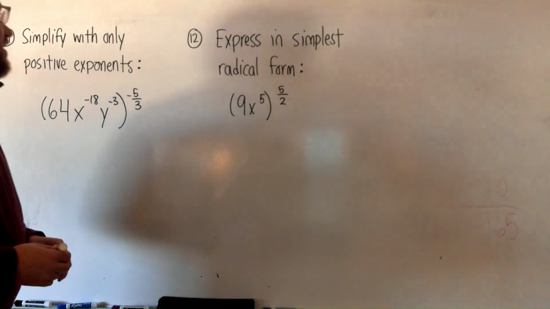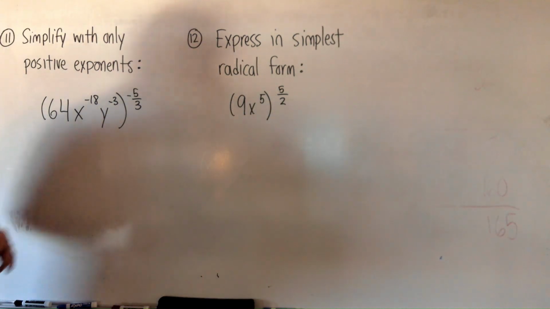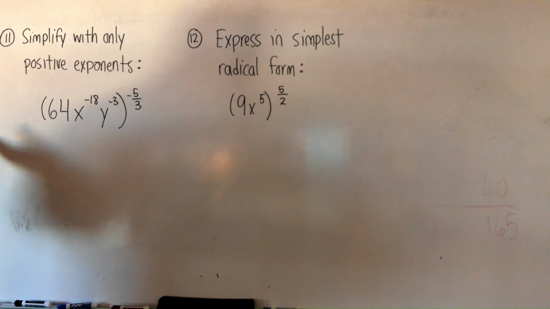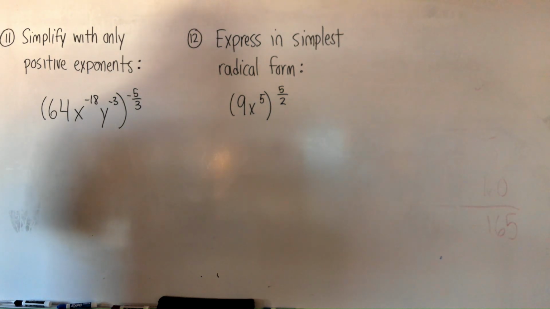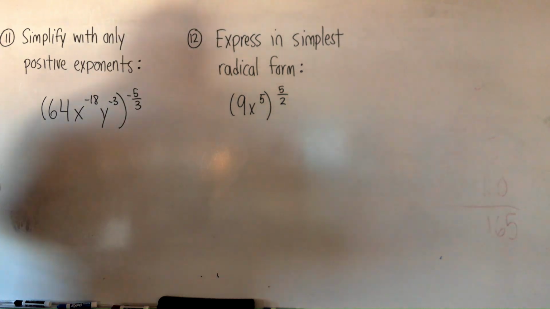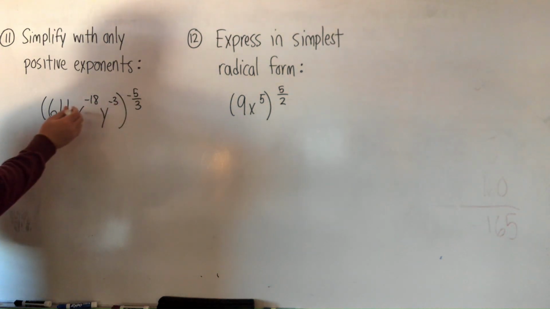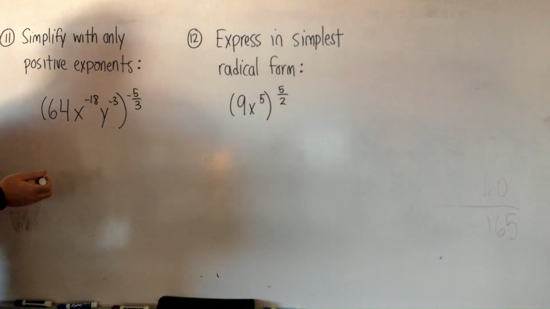All right, last two examples for today. Simplify with only positive exponents. We have a very long expression. We want to simplify it, and it says only allow positive exponents. So we need to raise everything here to the negative 5/3 power.